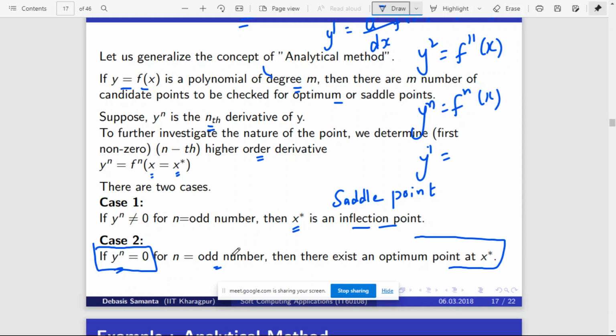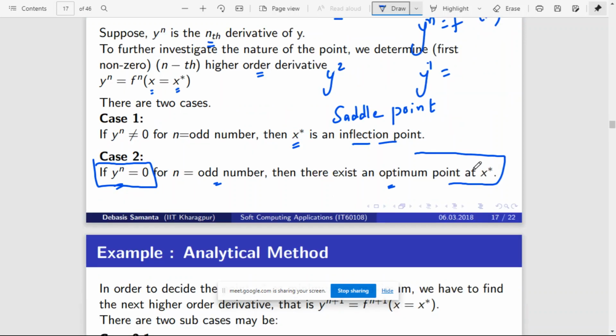If you find such an x star, then it means that there is an optimum point at x star. If you could not find it, then all those x stars are nothing but saddle points. So then you have to take the second-level derivative y2. You have to keep on taking derivatives until you find a point x star where yn will be 0. Only then will we stop taking derivatives. So now we know that for this x star there is an optimal point available.